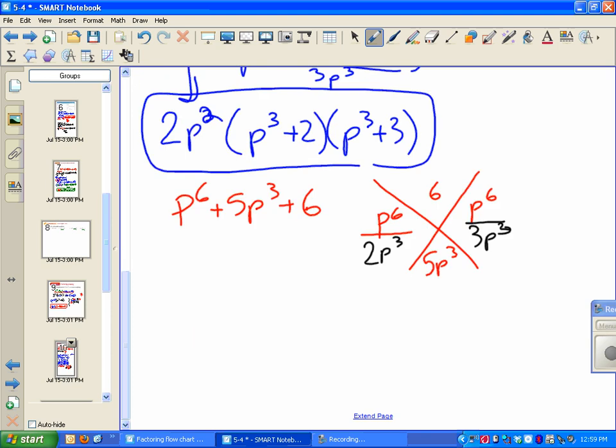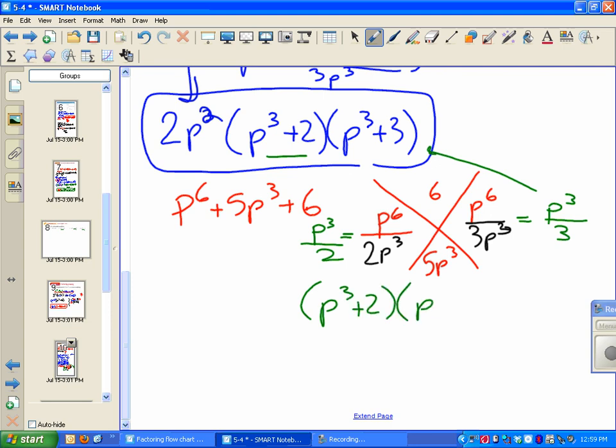Okay, and then you would reduce like normal. Rather than reducing numbers, here you're going to reduce just the variables. So that would be p cubed on top over 2, which is right here, and then this reduces to p cubed on top over 3, and that factor is right there. Okay, and then I'll finish that out. So p cubed plus 2 times p cubed plus 3, and then please don't forget about your GCF of 2p squared.